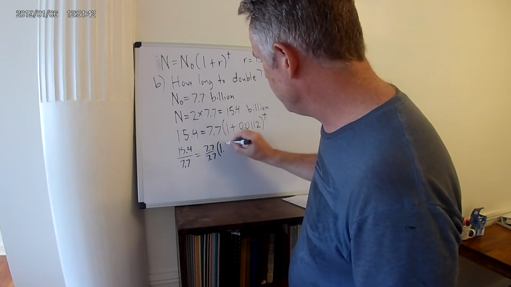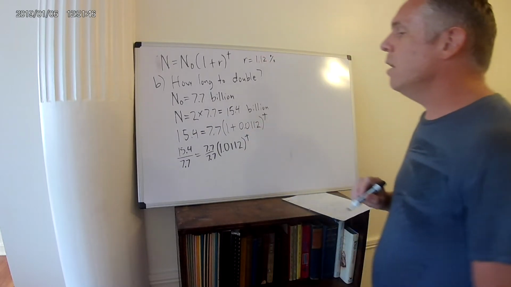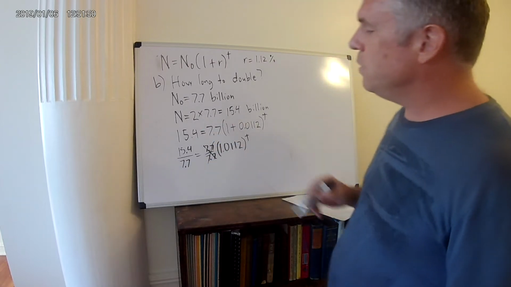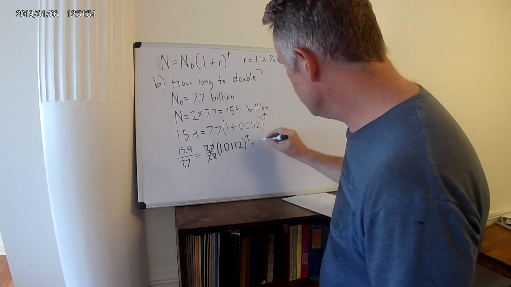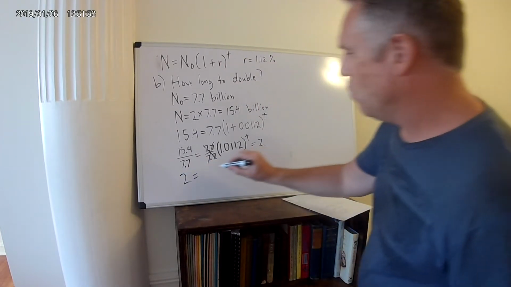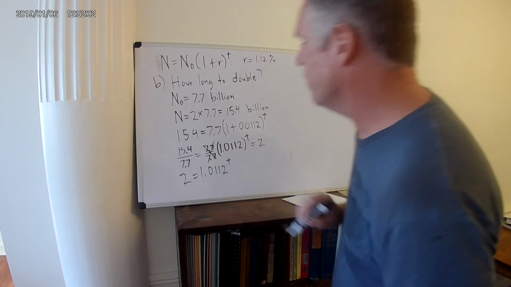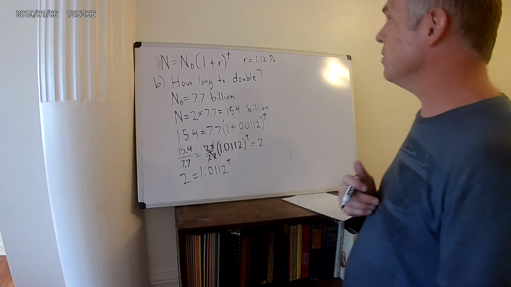times 1.0112 to the t power. This cancels out. It turns out 15.4 divided by 7.7 equals 2. So we get a new equation: 2 equals 1.0112 to the t power. That's our equation. We want to find the value of t that satisfies this.